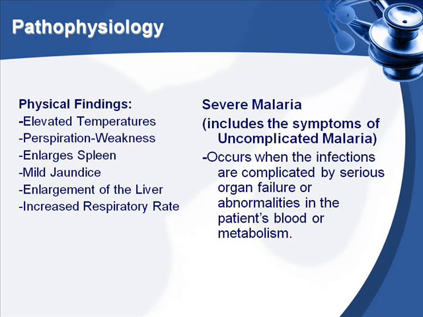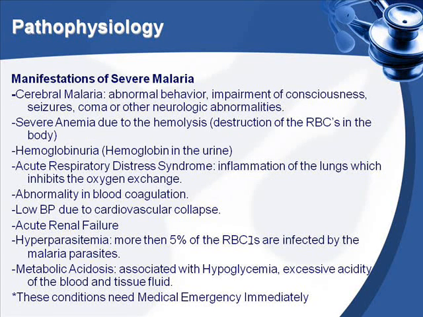Pathophysiology. Physical findings are elevated temperatures, perspiration, weakness, enlarged spleen, mild jaundice, enlargement of the liver, and increased respiratory rate. Severe malaria includes the symptoms of uncomplicated malaria. This occurs when the infections are complicated by serious organ failure or abnormalities in the patient's blood or metabolism. Pathophysiology, manifestations of severe malaria.